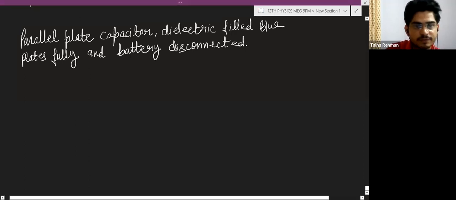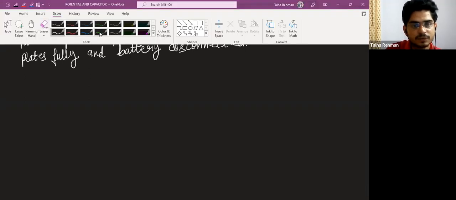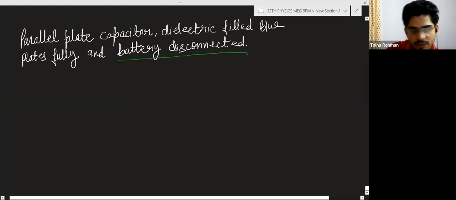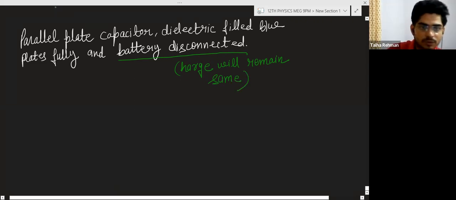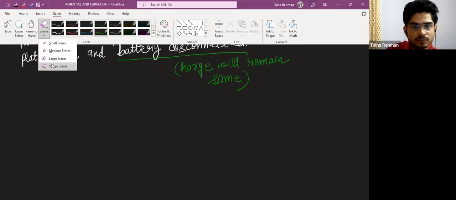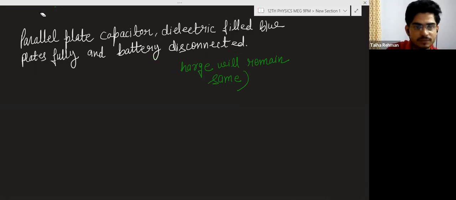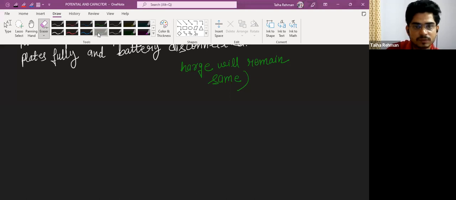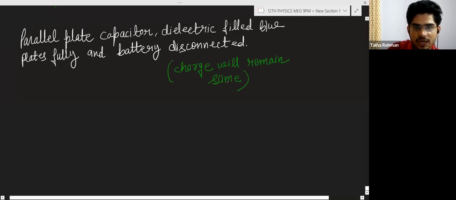Please remember this point. Whenever the battery is disconnected from the capacitor, it means that charge will remain same. Charge will remain same. Why the charges remain same? Because charge will remain same, battery disconnected.